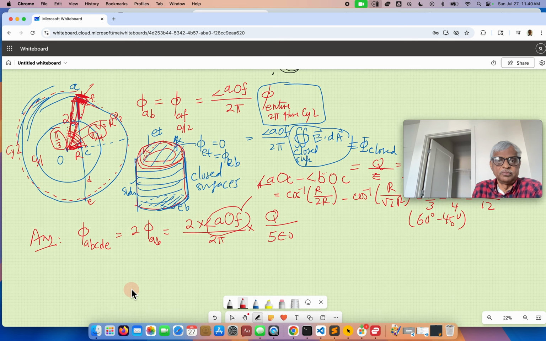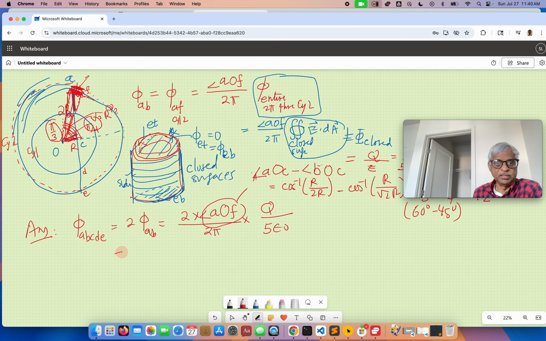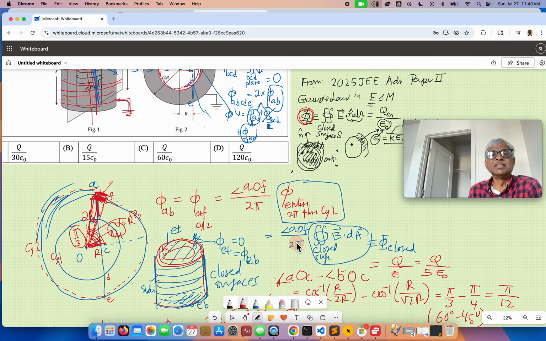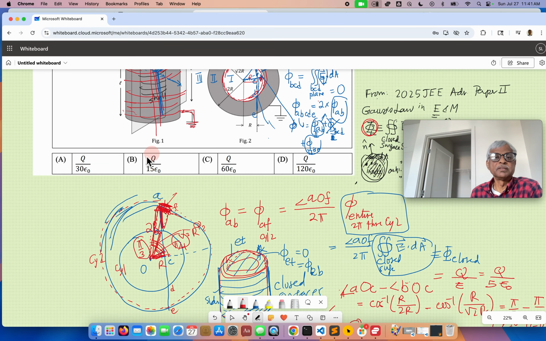So you can see that's simply 2 times pi over 12, over 2 pi, times Q over 5 epsilon naught. The 2 pi cancels this 2 and this pi, and 12 times 5 is 60, so Q over 60. So that's the answer. Let's see if that's one of the possibilities. Yep, this is a possibility. So C is the answer.